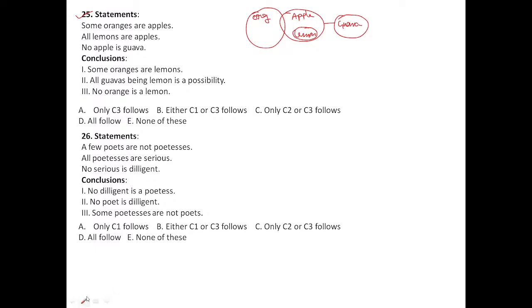Now we will check the conclusions. The first conclusion: some oranges are lemon. No, this is not given. If it says some oranges are lemon, and no orange is lemon, these two statements together are an either-or case. Keep in mind the subject and object.